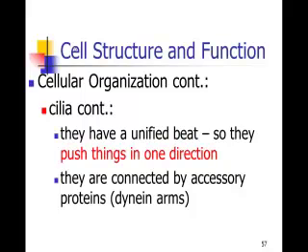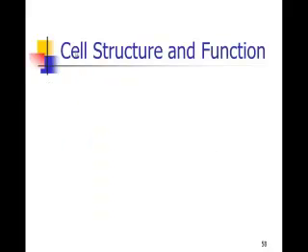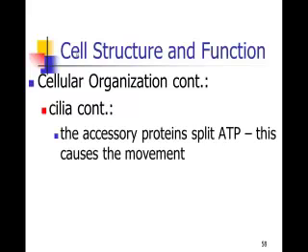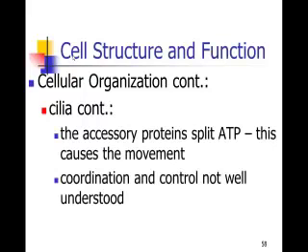dynein arms within the cell. There are some proteins holding the microtubule doublets together. There are some accessory proteins that split ATP, and when that happens, it causes the cilia to bend. And as I said, they all bend in one direction. The coordination of how that happens isn't really well understood, but it is obvious that it occurs.